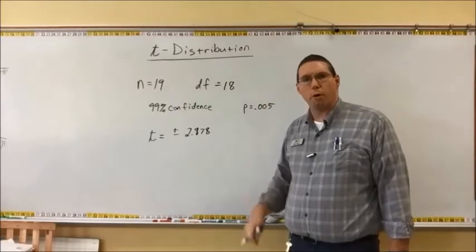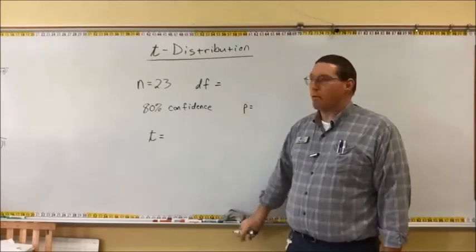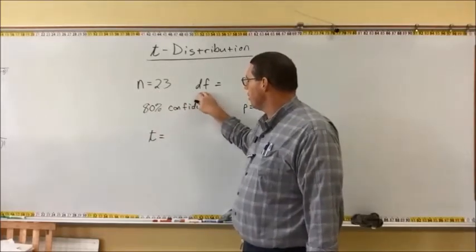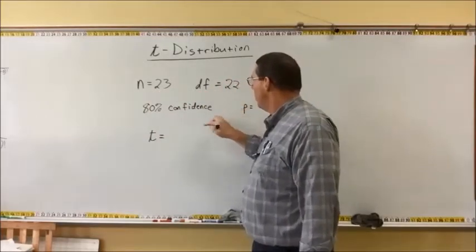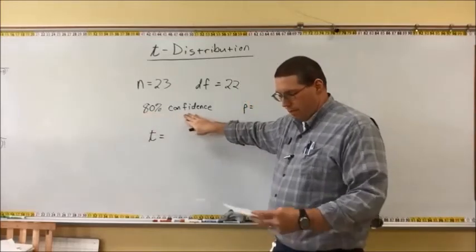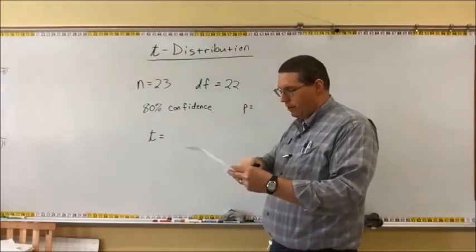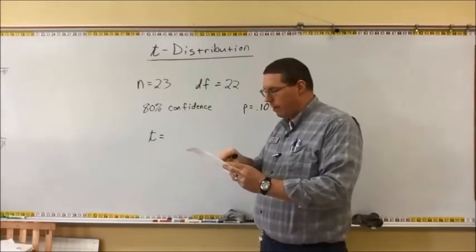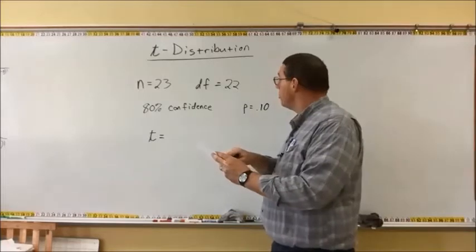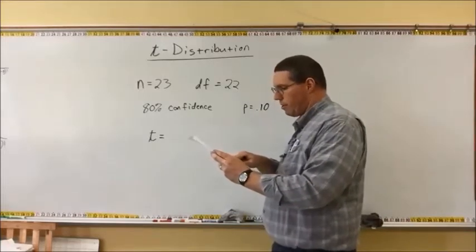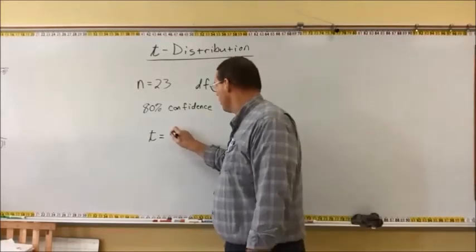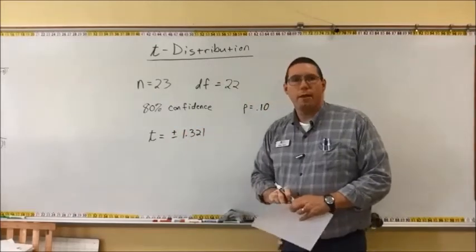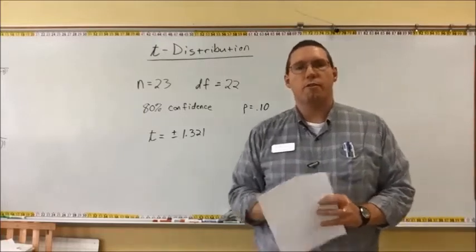Let's just do one more. All right, now we're going to do an 80% confidence level with a sample size of 23. So our degrees of freedom are going to be 22. Our 80% confidence, if we look at that column, 80%, and then go up to the top, that's a p-value of 0.10. So we go to that column, 0.10, and go to degrees of freedom 22, and I'm seeing 1.321, plus or minus 1.321. So hopefully that was enough practice for you in using the t-table.